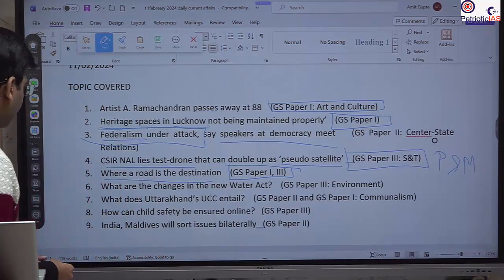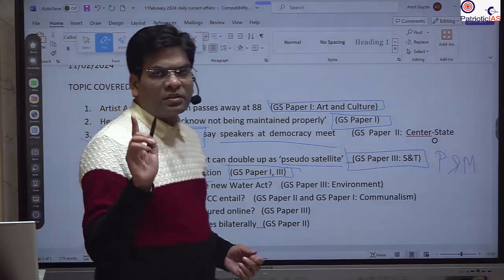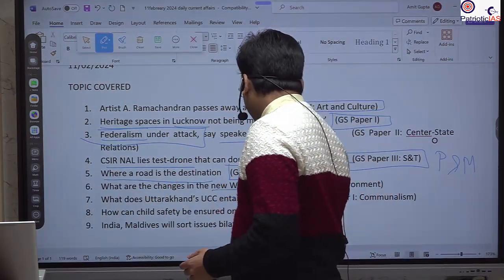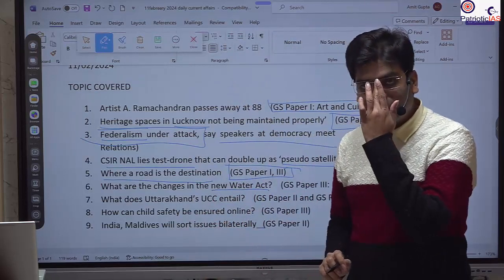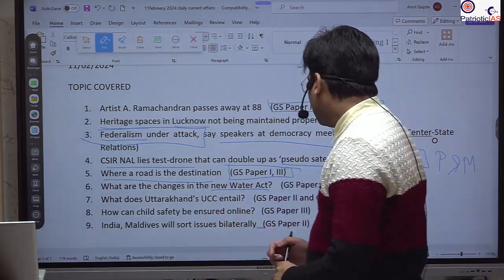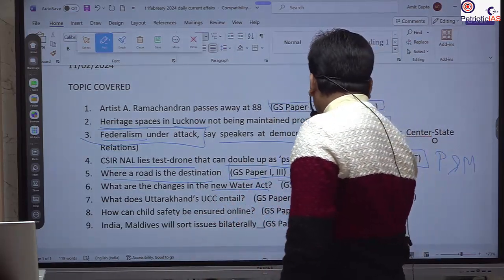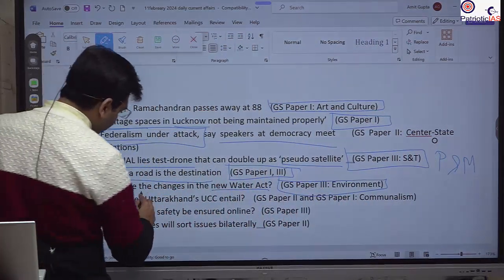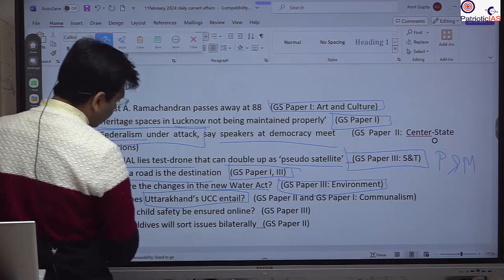Okay. After that, on the frequently asked questions, we have three areas. The first is the amendment to the Water Act. So we will study what the amendments are. It will come under the GS paper 3 environment section. After that, there has been a comprehensive coverage of the Uttarakhand Uniform Civil Code.